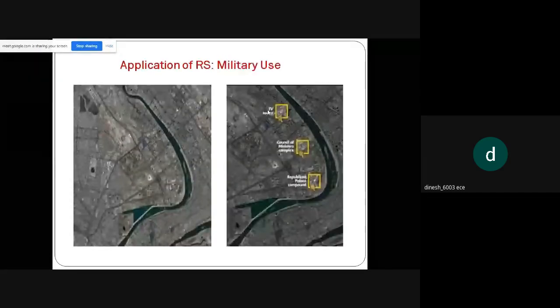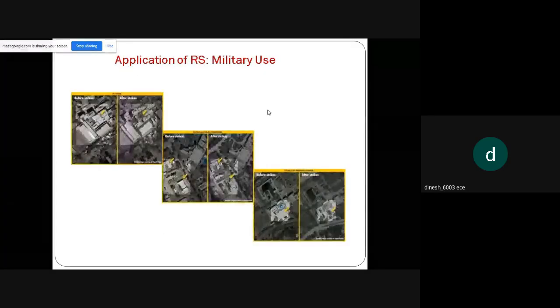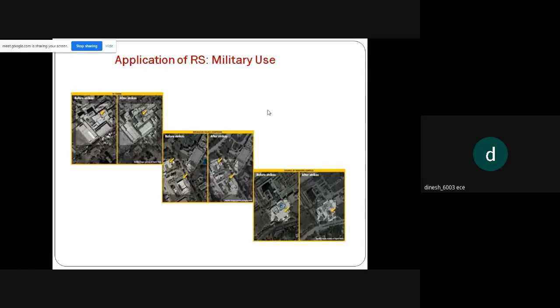Then remote sensing is used in military usage, complexes which can be hidden. Initially, all the remote sensing was being developed for military usage. You can see that before strikes and after strikes. Before the strike of an attack here, then after the strike of the attack here, how it has been demolished.